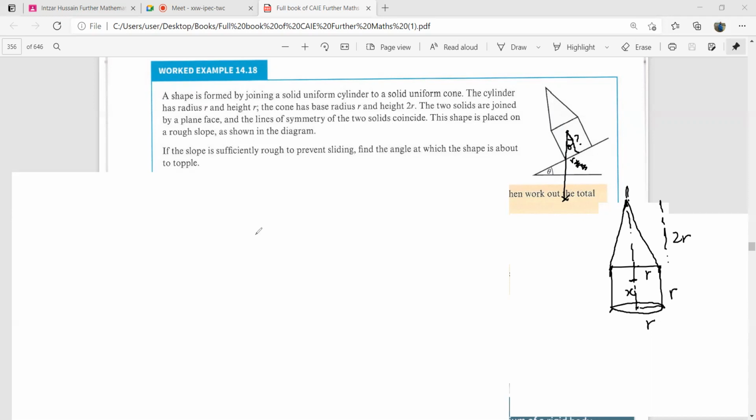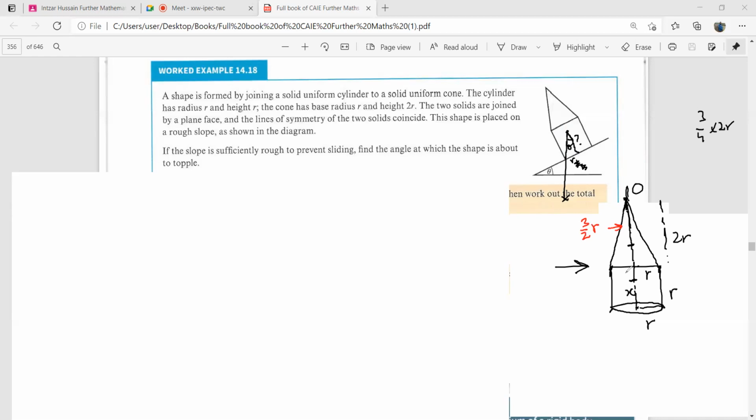Now, let us find it using moments. Just keep it on the flat surface, and I'm going to find from this point. Let me call this point O. I'll be finding that from this point O. I already know that the cone's center of mass is at 3 over 4 h. So this is 3 over 4 of 2r, that is going to be 3 over 2 r. So this length is going to be 3 over 2 r.